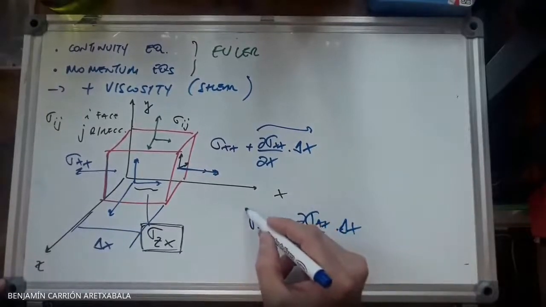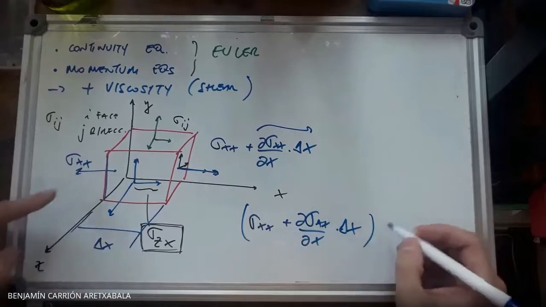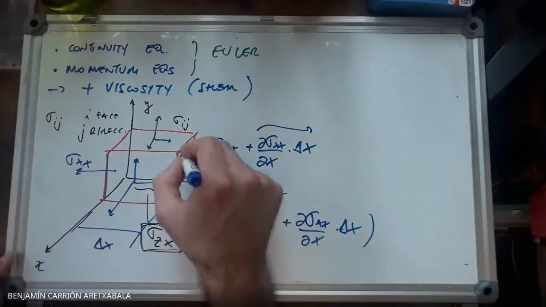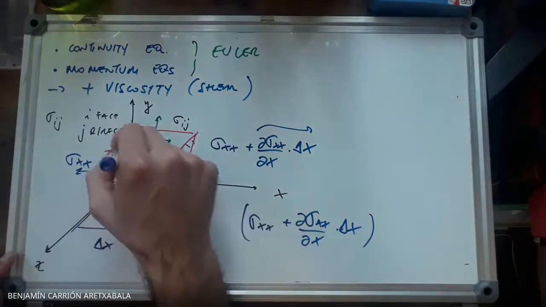All of this multiplied by the area of these faces, which is delta y, delta z. Professor, a question: this differential cube is moving, right?